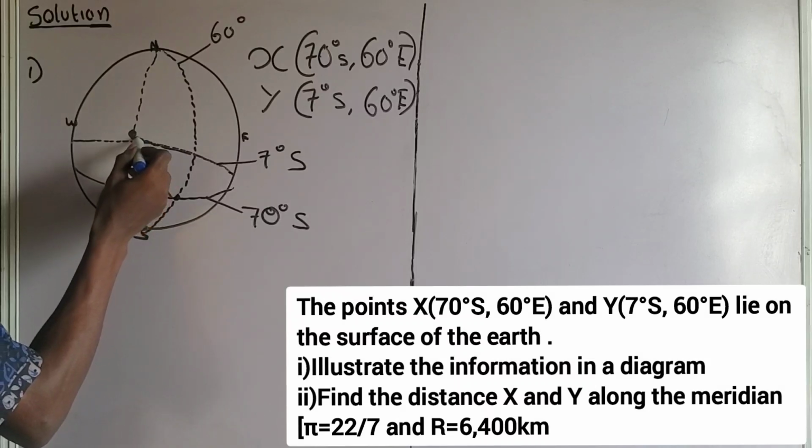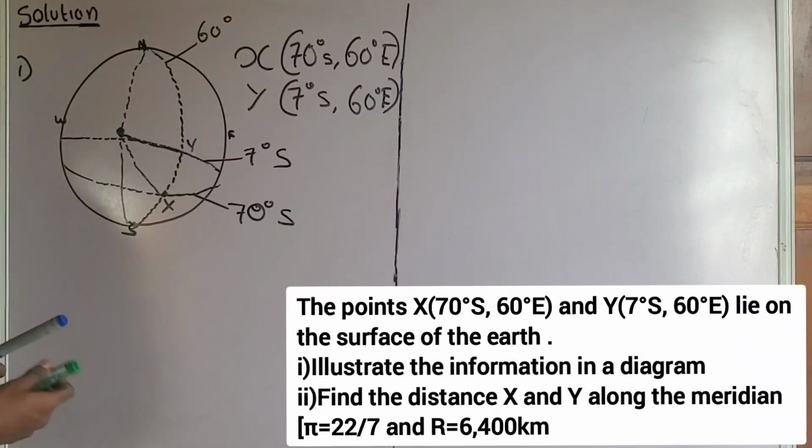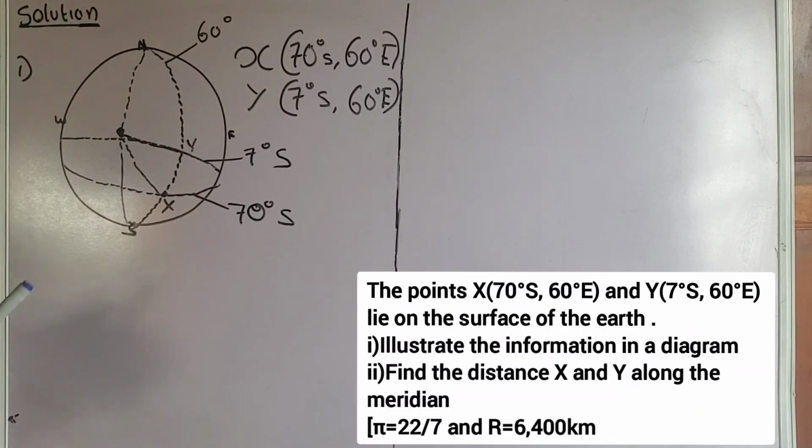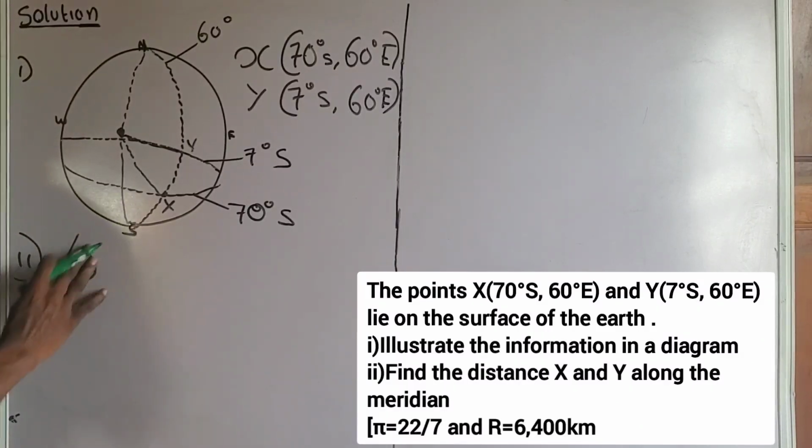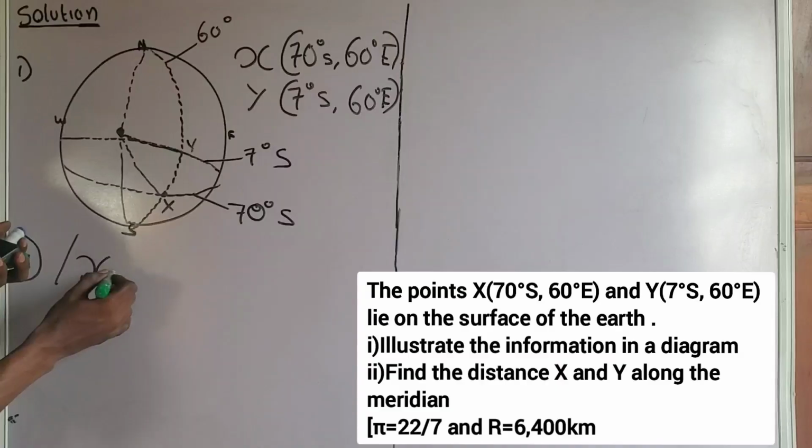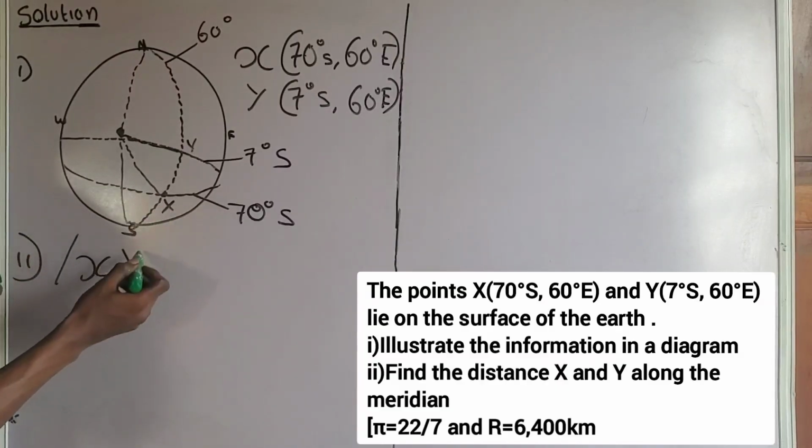This is the diagram. Do you understand? This is the diagram that you are required to bring out in your exam, and they're going to mark it for you. For the second question, we are asked to calculate the distance between X and Y along the meridian.